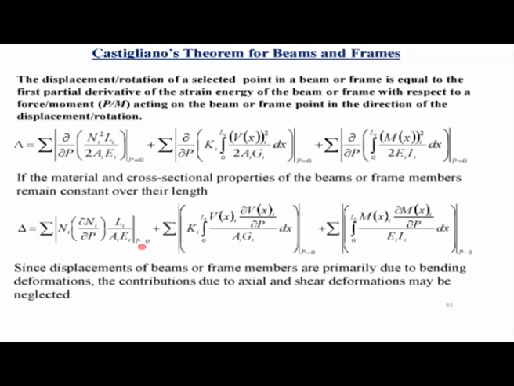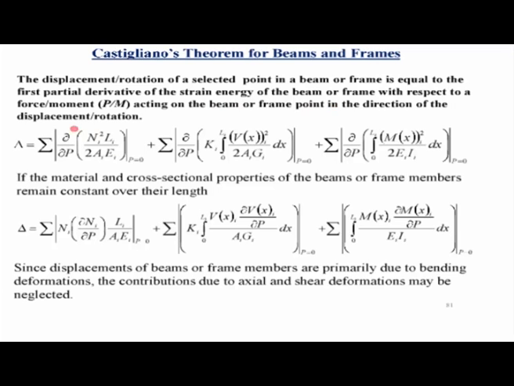So now, since we have discussed the virtual work method for calculating deflections in beams and frames, we'll move on to Castigliano's theorems for calculating deflections of beams and frames. Similar to Castigliano's theorem for trusses, the theorem for beams and frames states that the displacement or rotation of a selected point in a beam or frame is equal to the first partial derivative of the strain energy of the beam or frame with respect to a force or moment. Depending on whether you need displacement or rotation at a point, you apply a force or moment at that point, acting in the direction of the displacement or rotation.